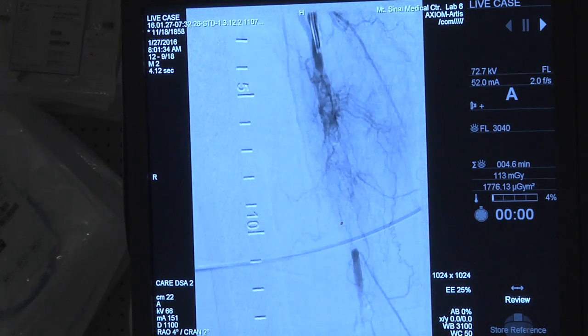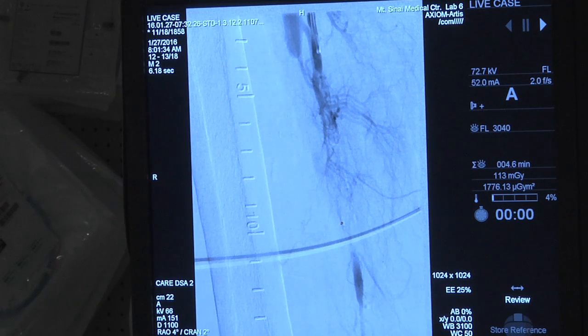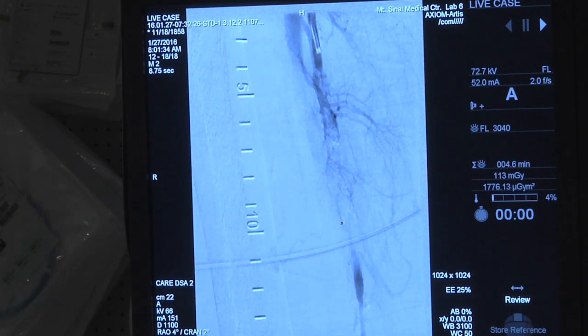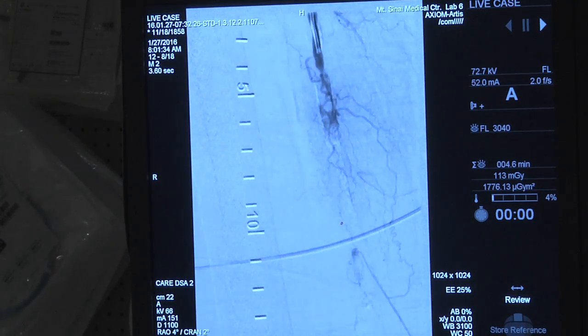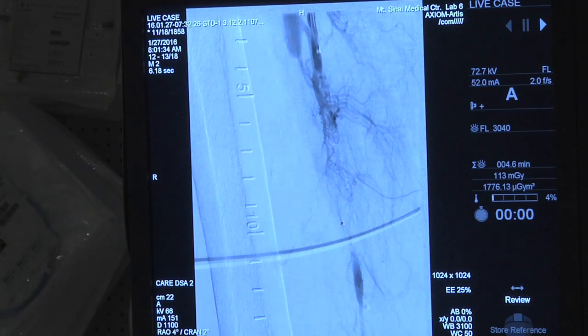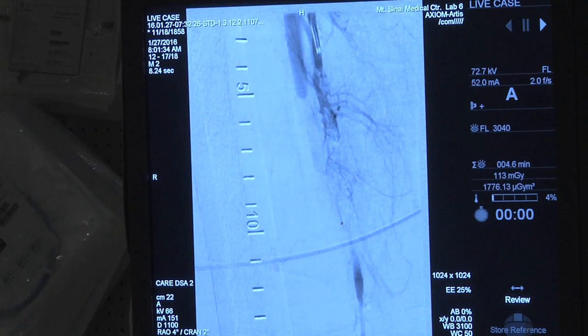So now when we inject, I want you to see, do you see the filling defect there? Do you see how there's filling defect? It's really, you have a little AV fistula. It's because I'm injecting right into a collateral. It's not a big deal. But you see that you have a little bit of filling defect, a little bit of thrombus or whatever.